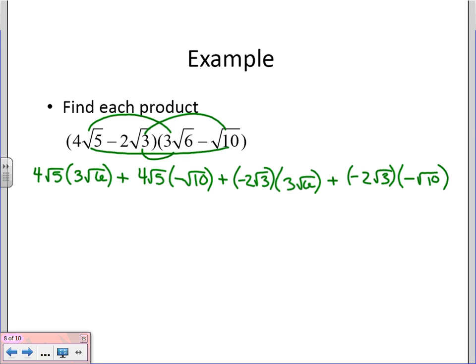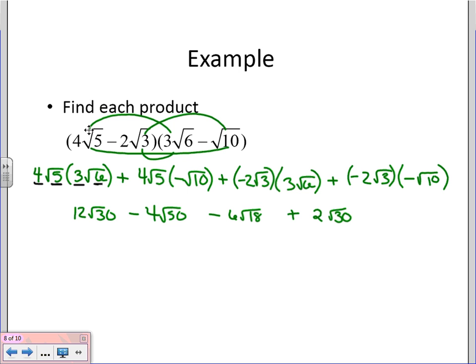Okay, so once we got our FOIL, we just go ahead and simplify and multiply from this long line. All right, so here we get 12 square root 30 minus 4 square root 50 minus 6 square root 18 plus 2 square root 30. And all I did here was I multiplied your coefficients, and then I multiplied the radicands.